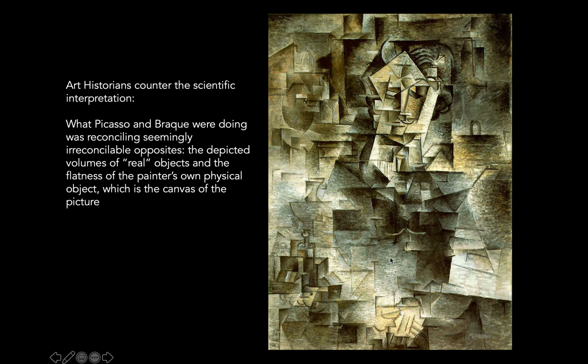And so for art historians, it's not about multiple perspectives all at once. It's not about the theory of relativity. It's much more about reconciling two features of painting that are inherent to painting, that no other painters had ever tried to reconcile before in the history of art. And so that's the fact that a painting inherently is an illusory space, a space of representation. So think of the Mona Lisa.